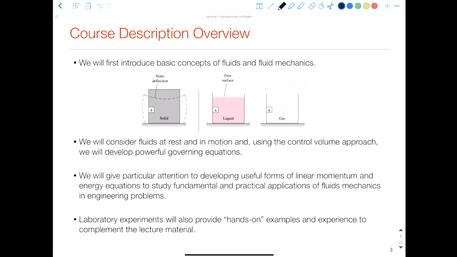So if we were to describe the mechanical behaviors of a solid, we can have static deflection. We can deform that solid. It will deform elastically and plastically. If we deform it more, it'll fracture. Lots of different properties of solids.